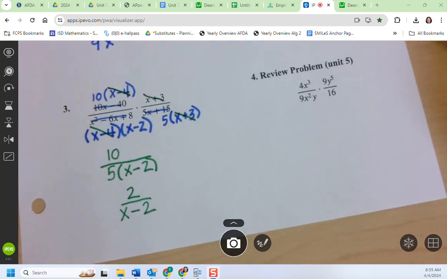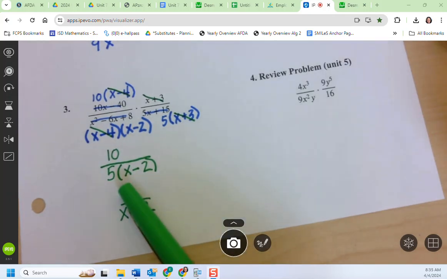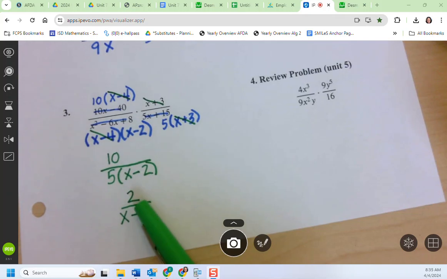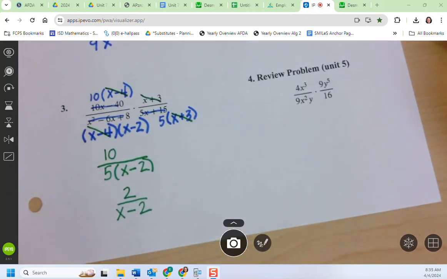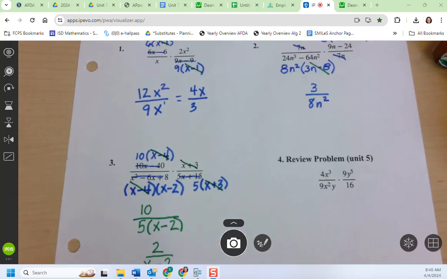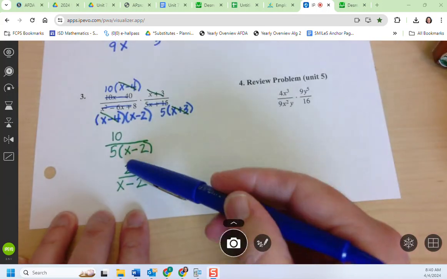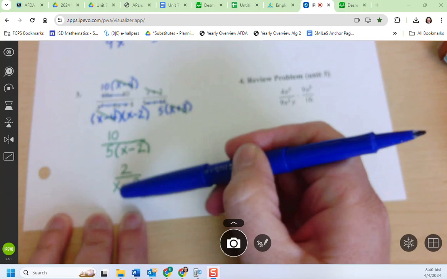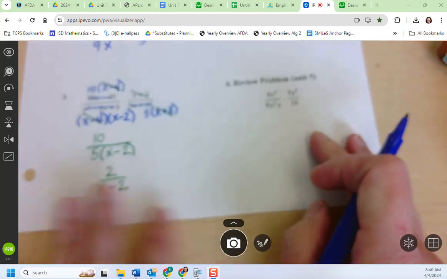Now, I want you to talk to your group about this question. Why can I not cancel these 2's out? I've got a 2 and a 2. Tell your group what you think. Why can I not cancel those 2's out? Good. So just to review this one, we said we are done because division and subtraction don't undo each other.